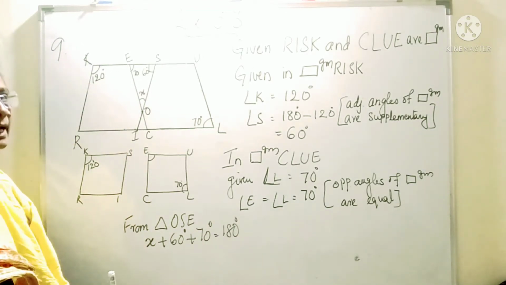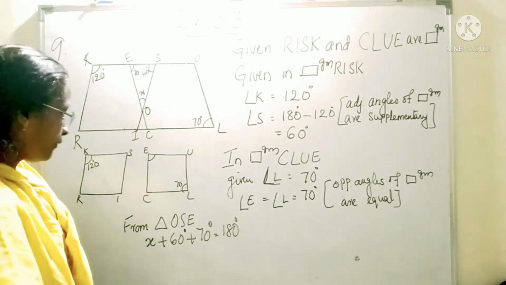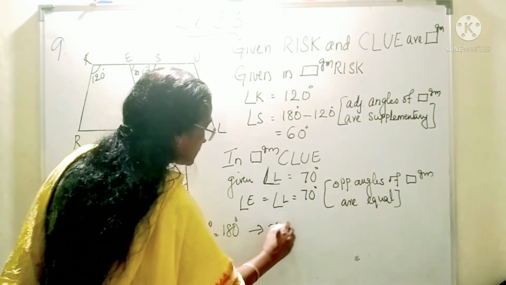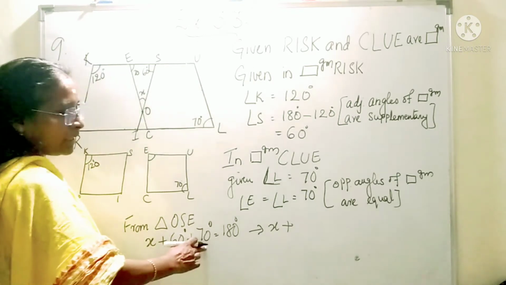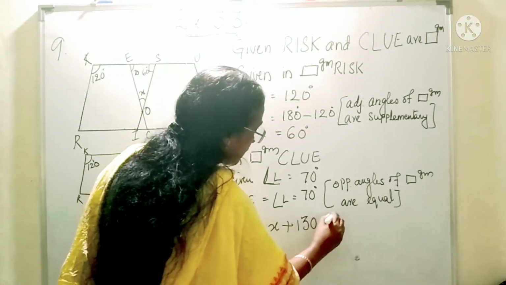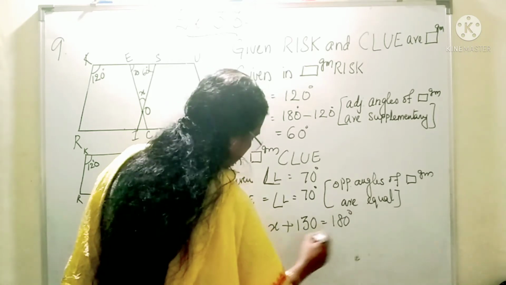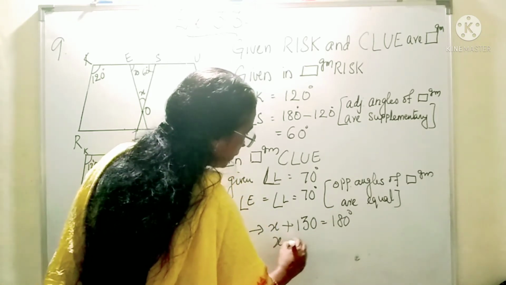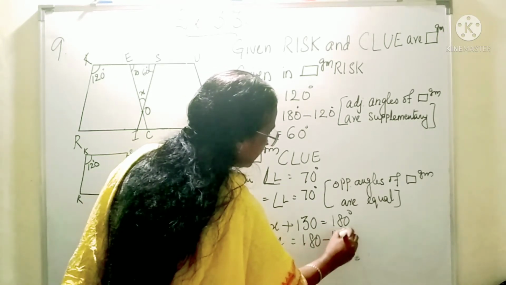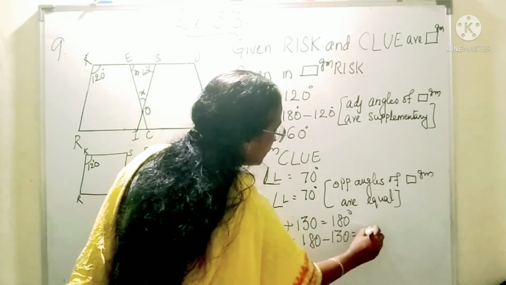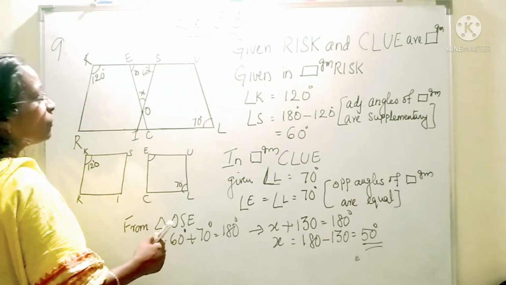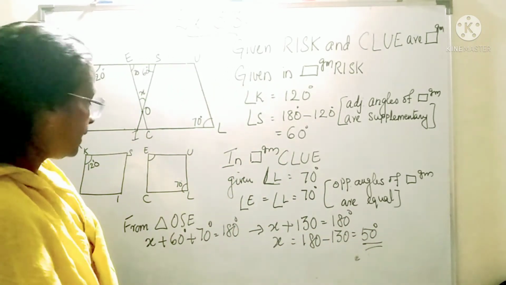The reason? Angle sum property of triangle. From that you get x plus, what is 60 plus 70? 130 is equal to 180 degrees. So x is equal to 180 minus 130, which is equal to 50 degrees. So what is the value of x? x is equal to 50 degrees.